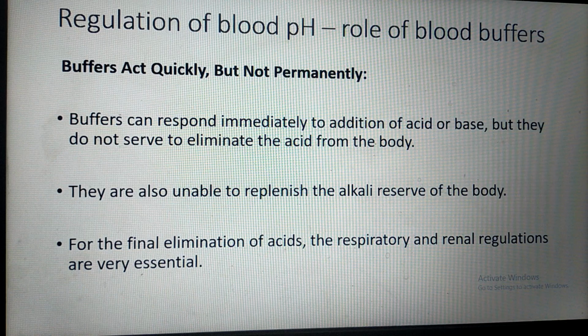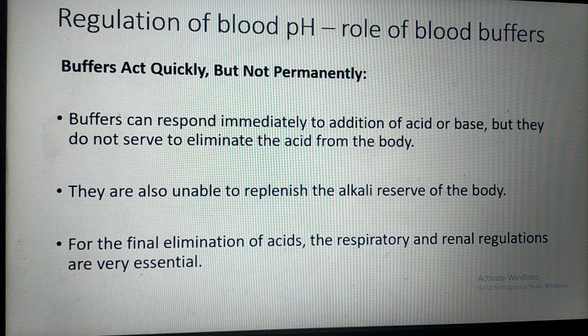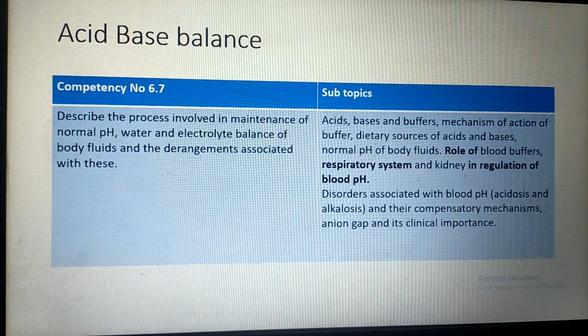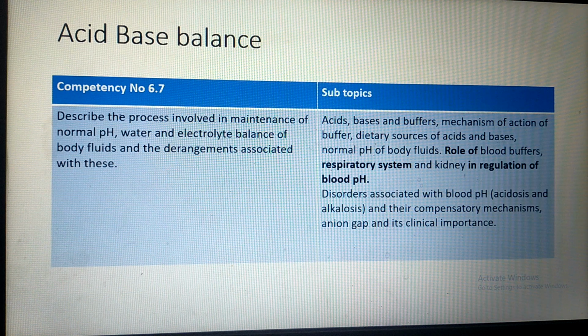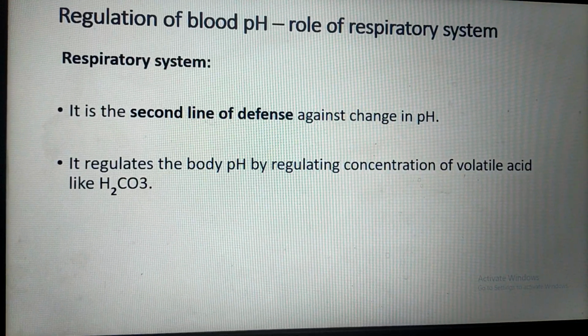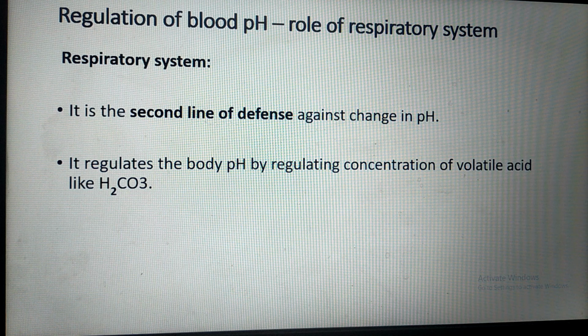For example, if H plus ions are added, the bicarbonate base of the bicarbonate buffer system combines with it and neutralizes that H plus ion. But in that process, the bicarbonate is utilized, so that alkali reserve will not be replenished by the buffer system. So for final elimination of these acids, the respiratory system and renal regulations are very essential. Now we will study the role of the respiratory system in regulation of blood pH. It is called the second line of defense against change in pH.